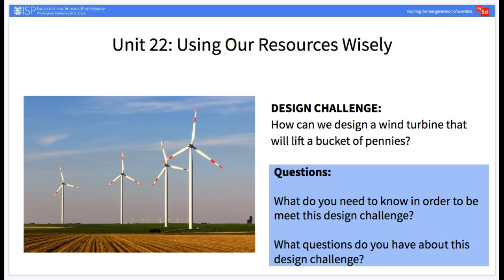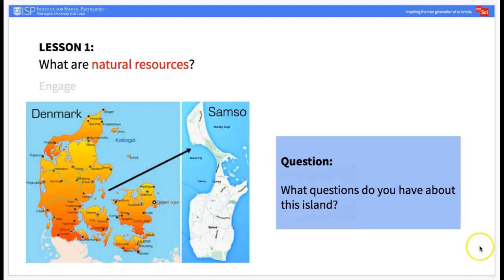Start by framing the unit for the students. Tell students, this unit is all about natural resources, Earth systems, and how humans interact with these things. Introduce them to the design challenge and ask them questions to get them thinking about how they can achieve this design challenge. In the Engage portion of this lesson, students will be introduced to the unit phenomena.